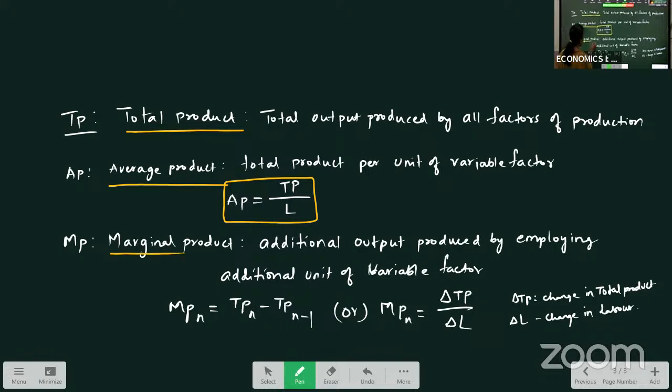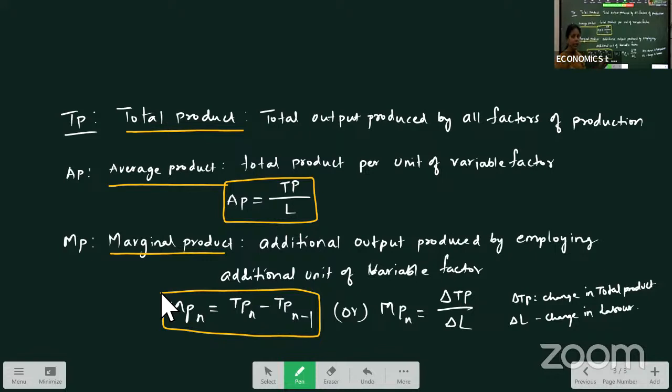Next is the marginal product. Marginal means when we take one extra labor, how much extra output we are producing. So to calculate that one, we use this formula here. So remember these formulas. Now we are going to explain this law with the help of a table and a graph, like we have seen in the illustration.